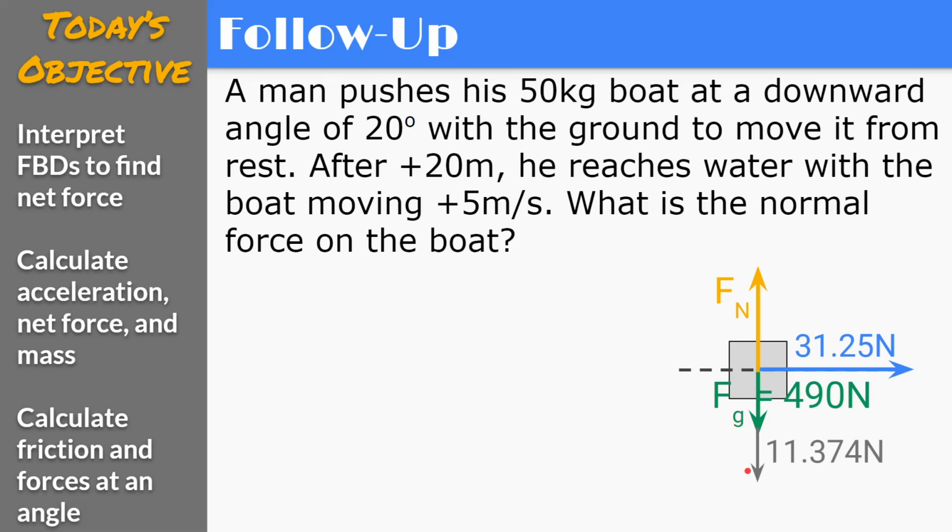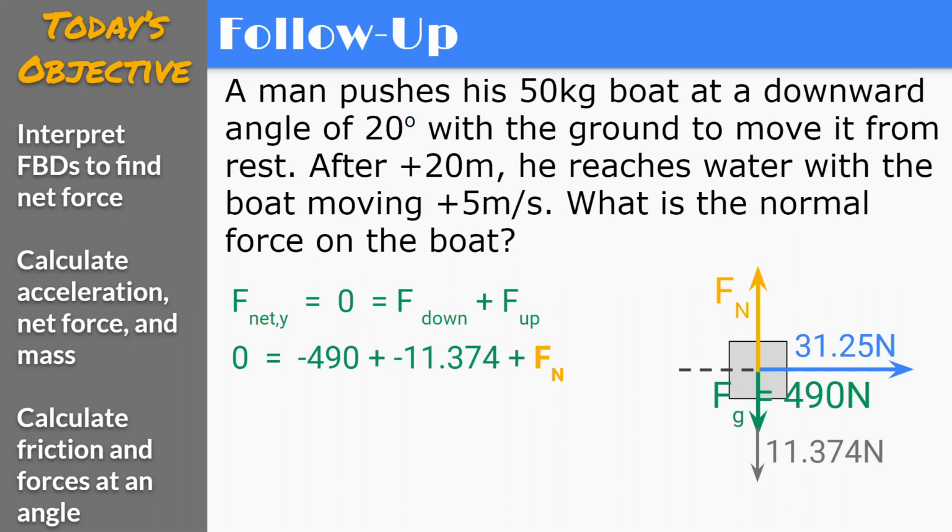You can also do it with the equation F net y. I know it's 0. I know they're balanced, and it's equal to forces up plus forces down, keeping in mind that they're vectors. So my downward ones are negative. Negative 490 plus negative 11.374 plus Fn will equal 0. But all that is doing is saying, if you add the two bottom ones together, it gives you the top one. You didn't have to do that equation to get there. If you knew that net force was 0, you could have done this without writing out all the math. This is one of the few times I'll say that. But 490 plus 11.374 is 501.374 newtons. That is your normal force acting on the boat.